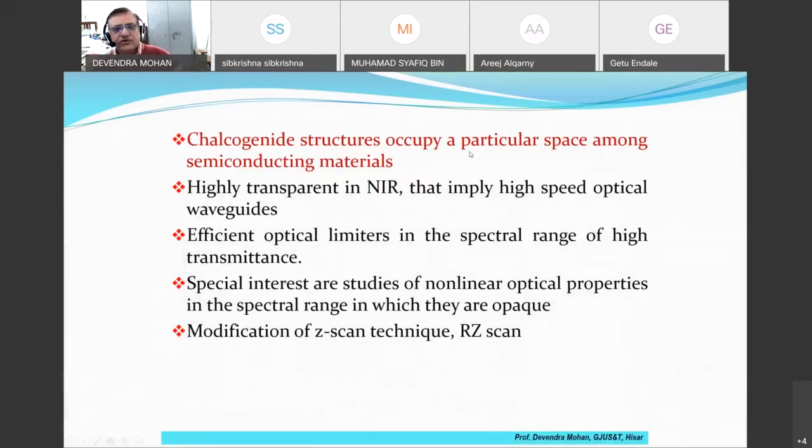So chalcogenide structures occupy a particular space among semiconductor materials. They are highly transparent in the IR and efficient emitters, and of special interest are studies of nonlinear optical properties in the spectral range in which they are opaque. And we can use a modification of the Z-scan technique, the reflection Z-scan, if we use the 532 nanometer laser, because in the visible region they are opaque, while in the IR region they are transparent. Where they are opaque, we will be using the reflection Z-scan technique to characterize the material.